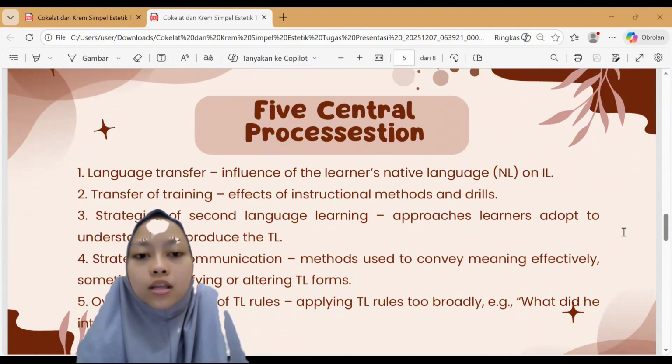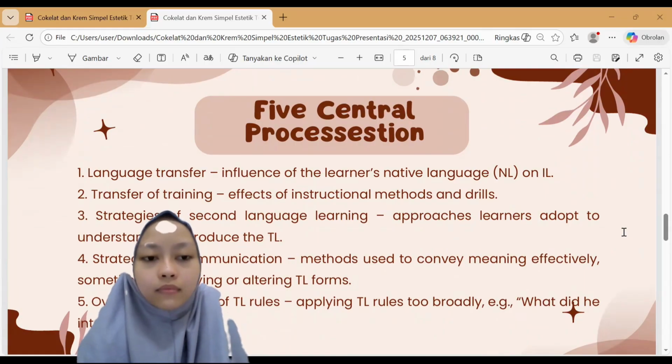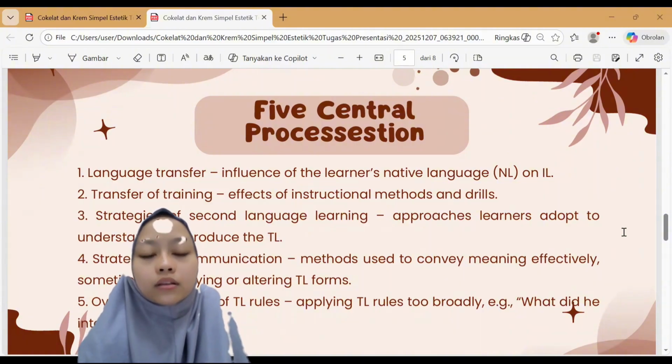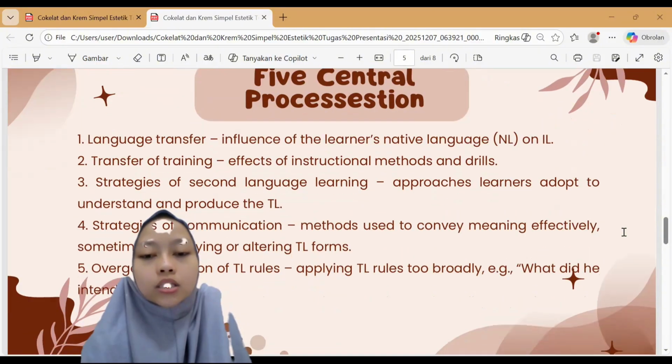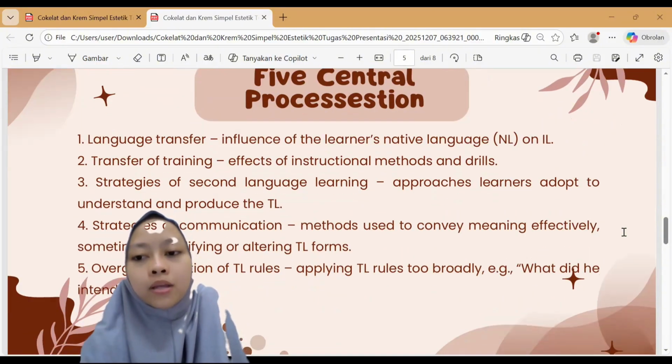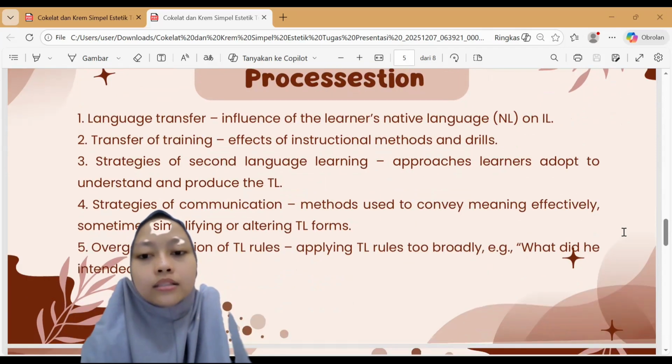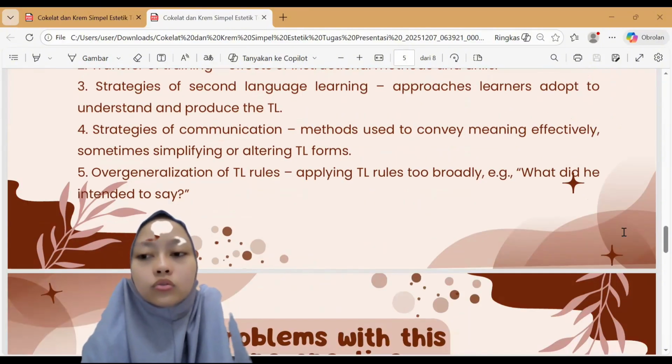Language transfer is the influence of the learner's native language on IL. Transfer of training is the effect of instructional method and drills. The third, strategies of second language learning, are approaches learners adopt to understand and produce the TL. The fourth, strategies of communication, are methods used to convey meaning effectively, sometimes amplifying or altering TL form. And last, applying a TL rule too broadly. Example: what did he intended to say?